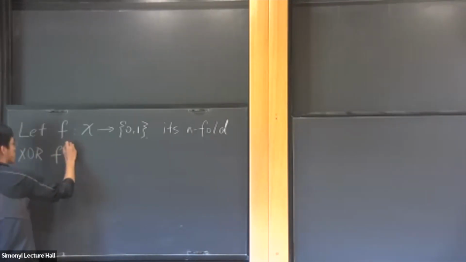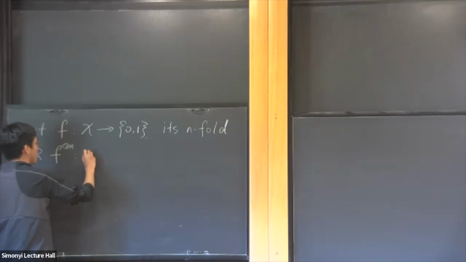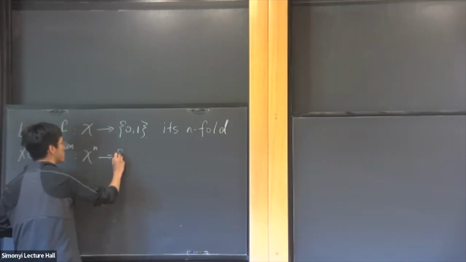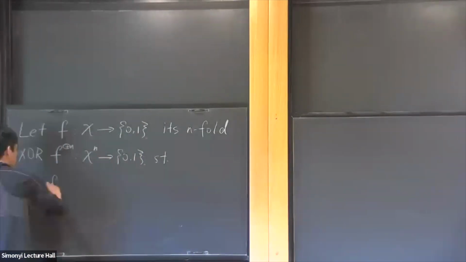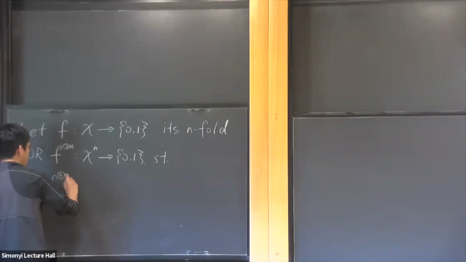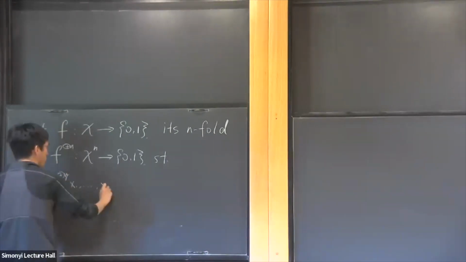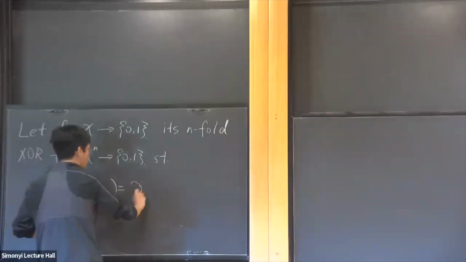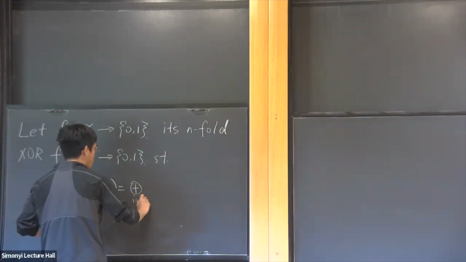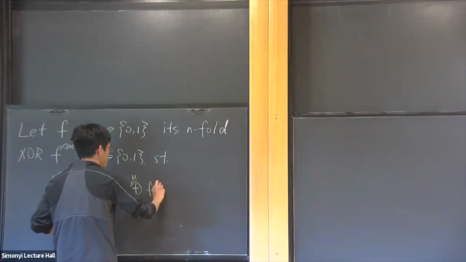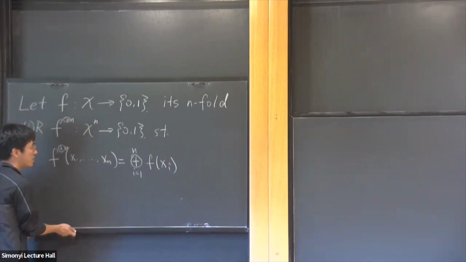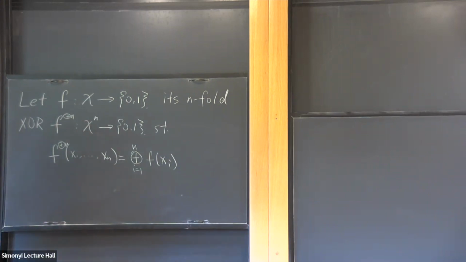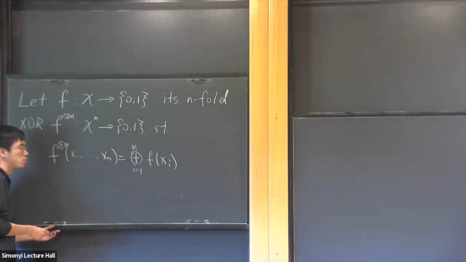So its n-fold XOR, f to the n, is a function that maps X to the n to one bit, 0, 1, such that f to the n applied on x1 up to xn is just the XOR of the f value applied on each of the input coordinates. So you compute f of xi on each xi and then output the XOR. So for any function f, we can define the n-fold XOR in this way, and it has n times more inputs and it also outputs one bit.